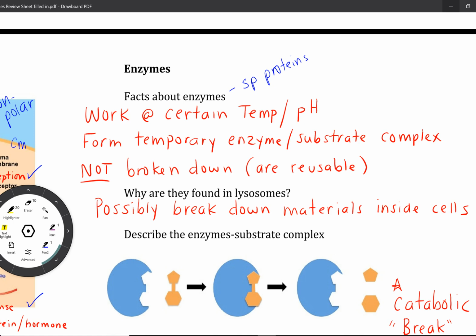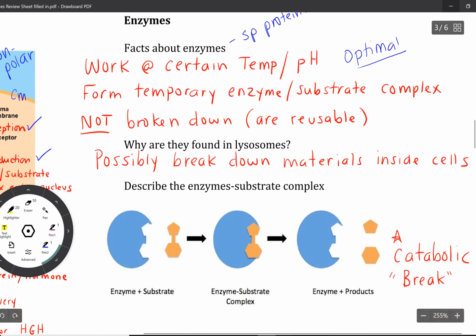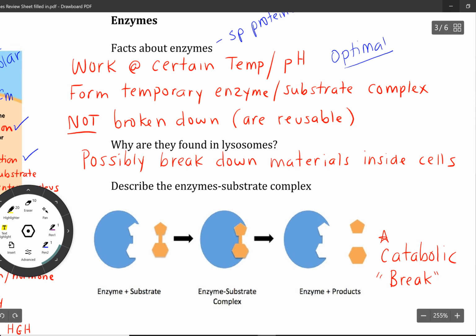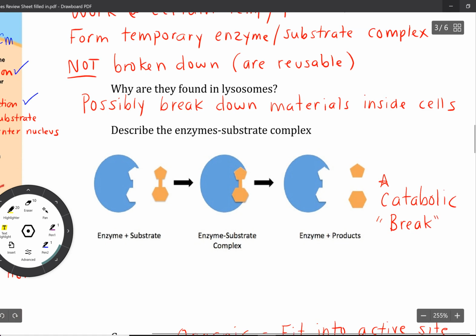So because of that, they will work at certain temperatures or pHs, and those certain ranges are known as the optimal conditions, and we will see more about that. They will form a temporary enzyme substrate complex, which you can see in the picture below, and enzymes are not broken down. They are very reusable. So we saw enzymes last chapter in lysosomes, because lysosomes have digestive enzymes that can break down materials inside of a cell.